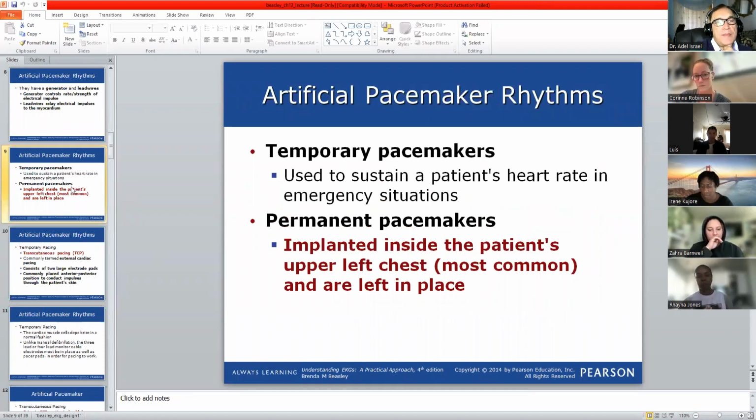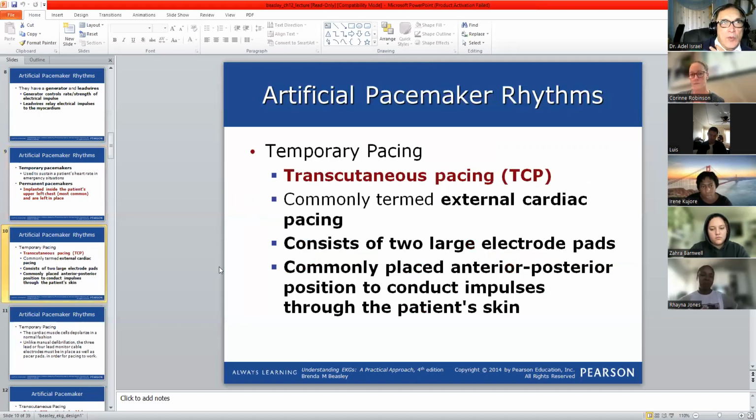So we have a lot of information regarding the pacemaker. Where do we implant it? It is implanted under the upper left chest, under the upper left chest. This is the most common place where we can implant the artificial pacemaker. Save it.